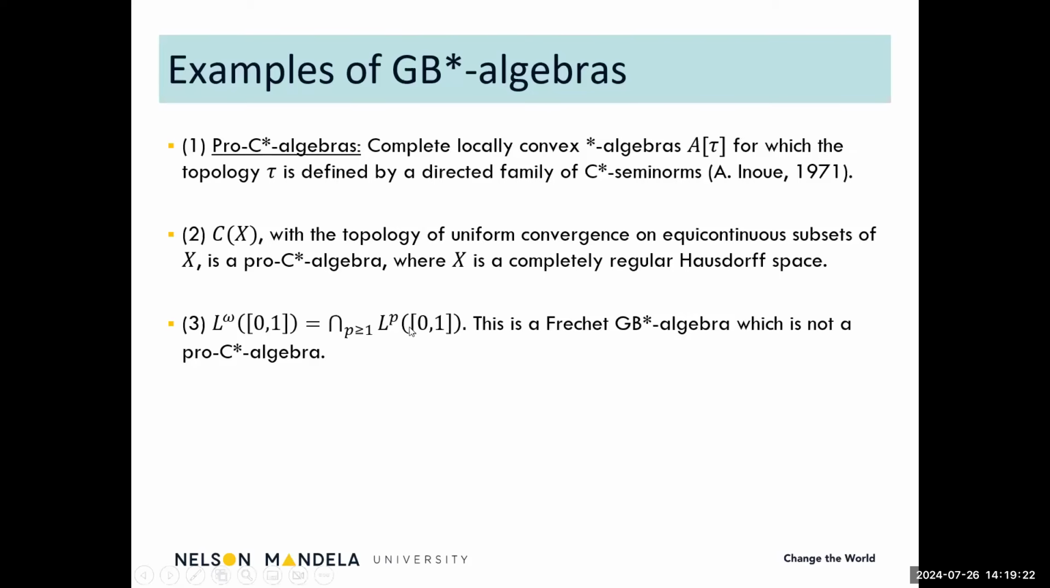Also, one nice example is the algebra by Arens, the intersection of L^p spaces, where you take the intersection over all p greater than or equal to 1. This turns out to be what we call a Frechet GB star algebra, and it's not a pro-C star algebra. In other words, the topology is not defined by a family of C star seminorms. By Frechet, I mean complete and metrizable. So the topology is defined by a metric, and it's also complete, so all Cauchy sequences converge.